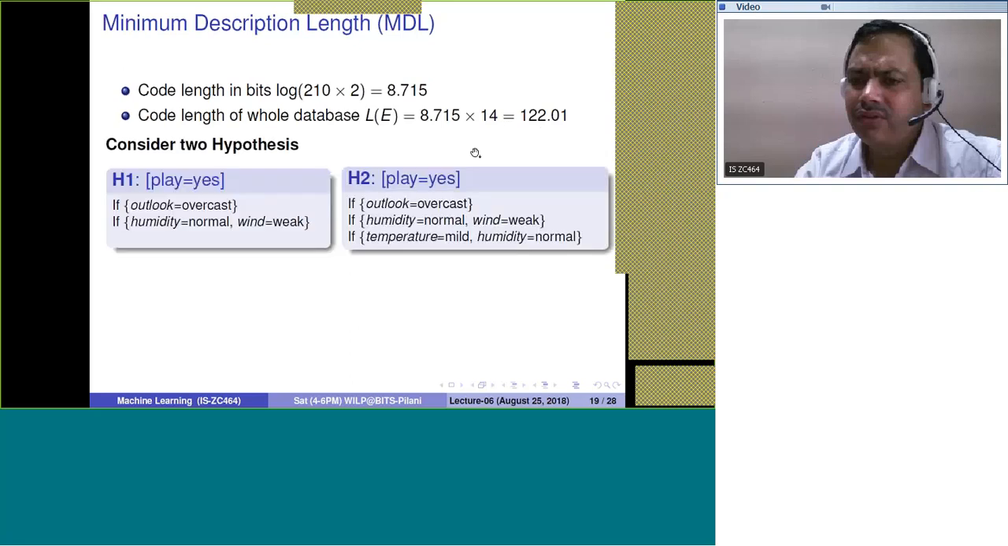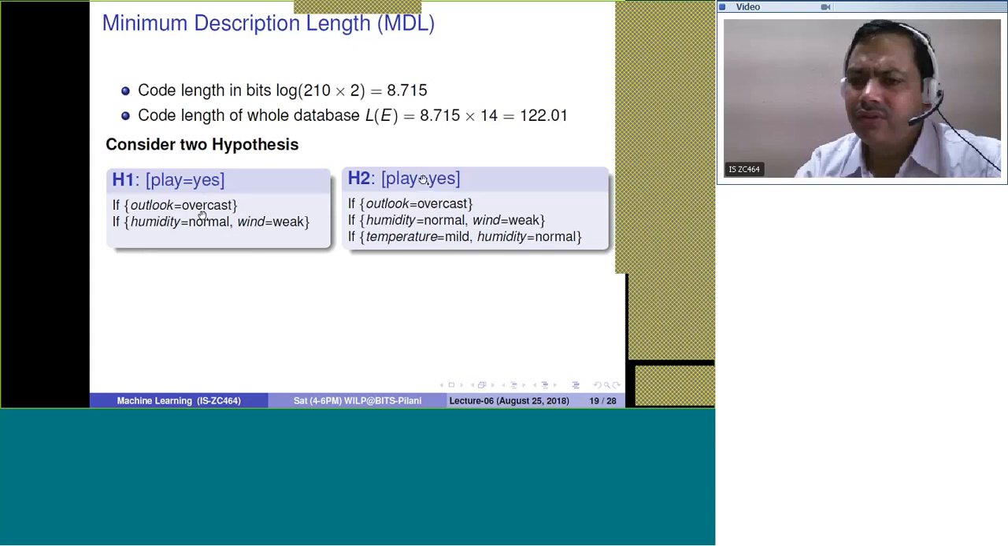Okay. Now consider two hypotheses, and I'm going to use these hypotheses to compress the data. What is the hypothesis? If outlook is equal to overcast, then play is equal to yes. If humidity is equal to normal and wind is equal to weak, then play is equal to yes. So what does it mean? It is a code, because H1 is a code. Using this, you need not have the data now. You just take the data, put it here, and you would be able to see whether yes or no, and then you would be right.